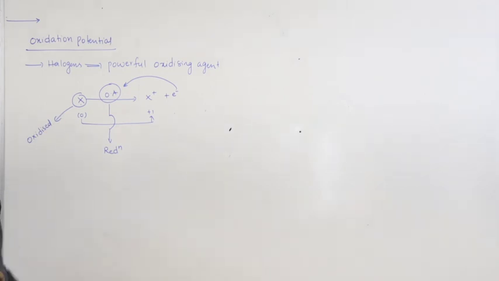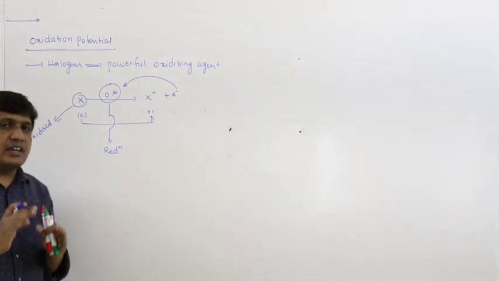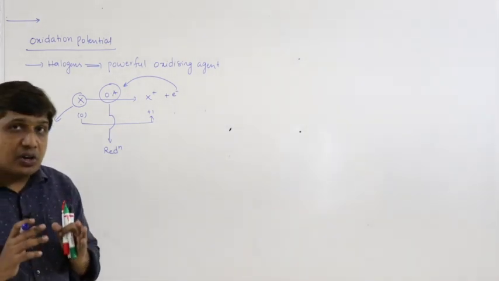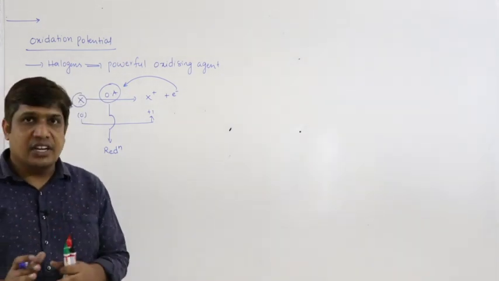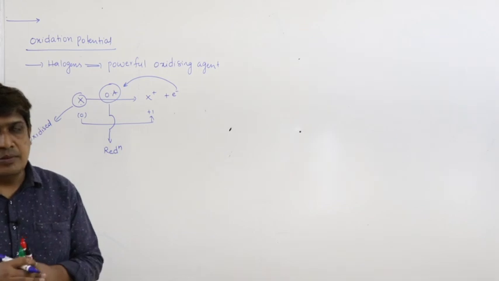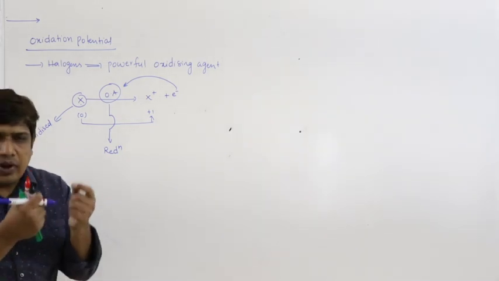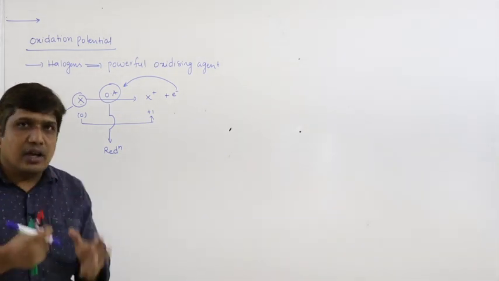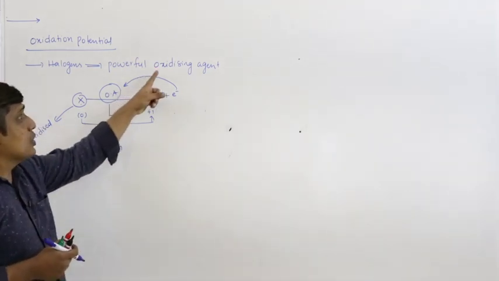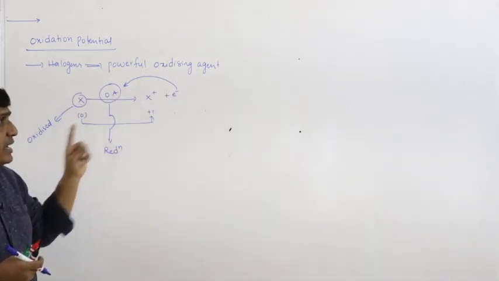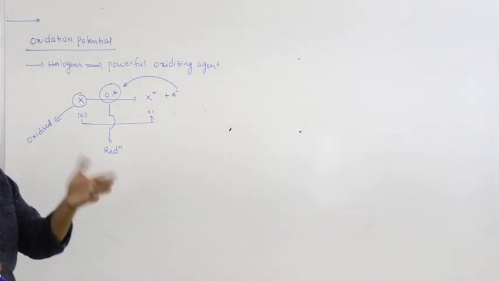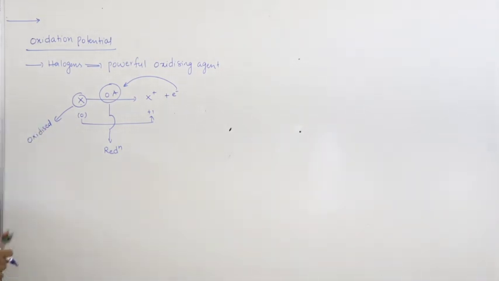Why are they powerful oxidizing agents? Because they contain 7 valence electrons. They are short of one electron to get the nearest noble gas configuration and gain extra stability. Halogens require that one electron. They want to gain that one electron. So they act as good oxidizing agents because by gaining one electron they get nearest to noble gas configuration. So they themselves will undergo reduction, right?